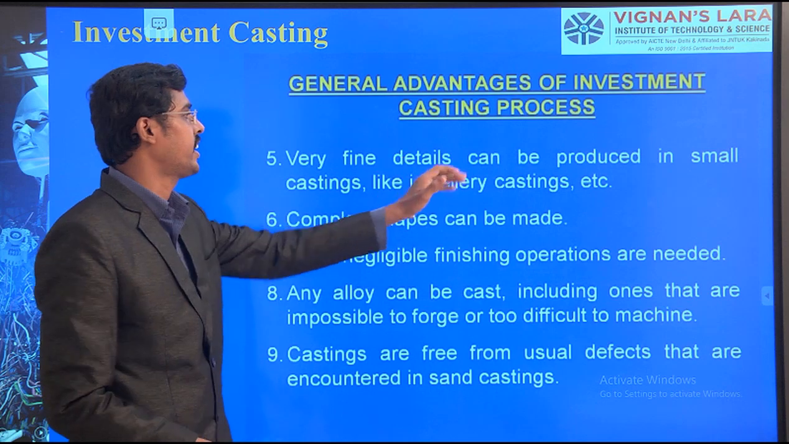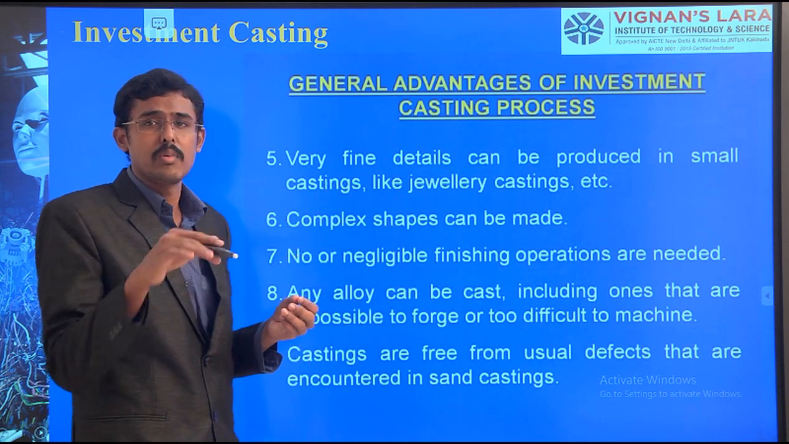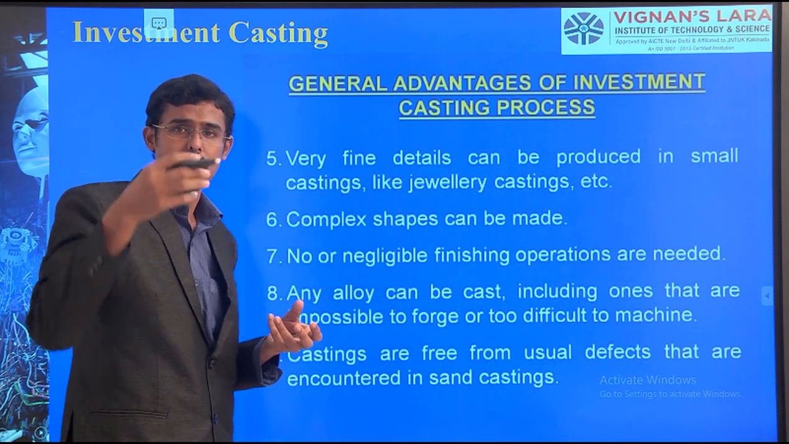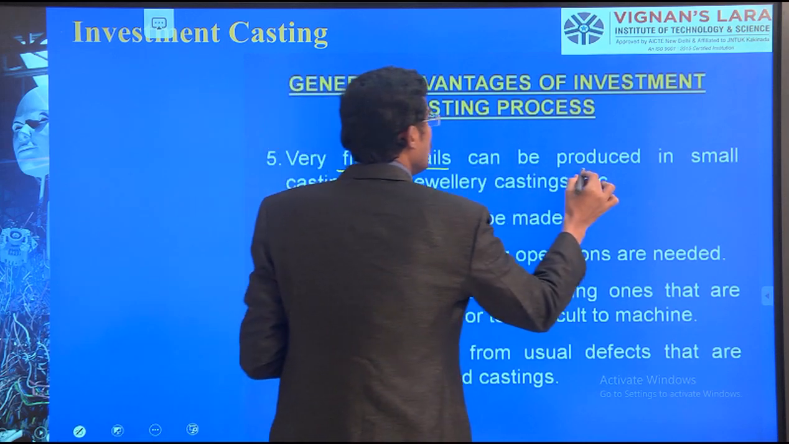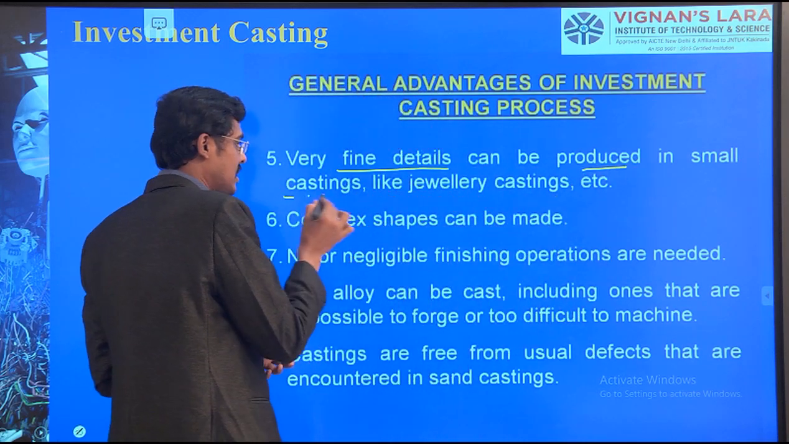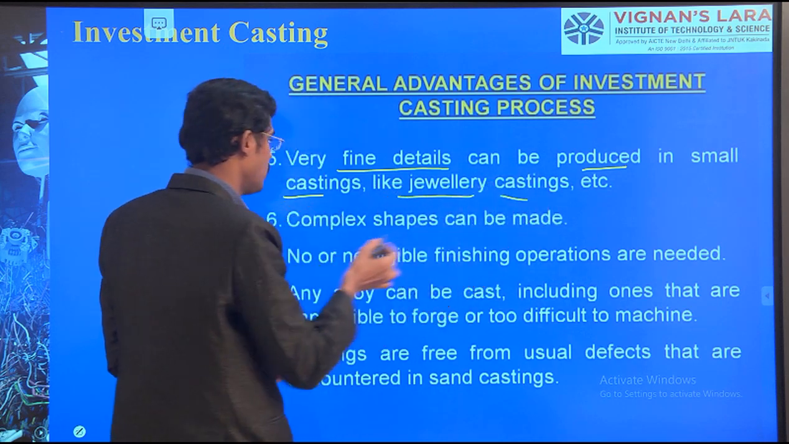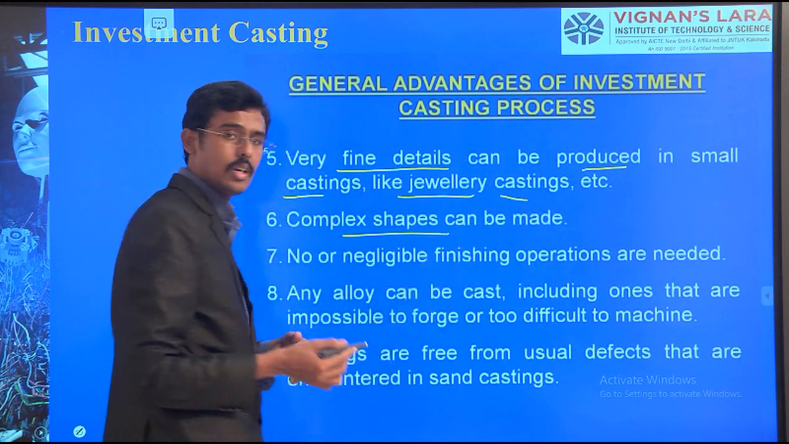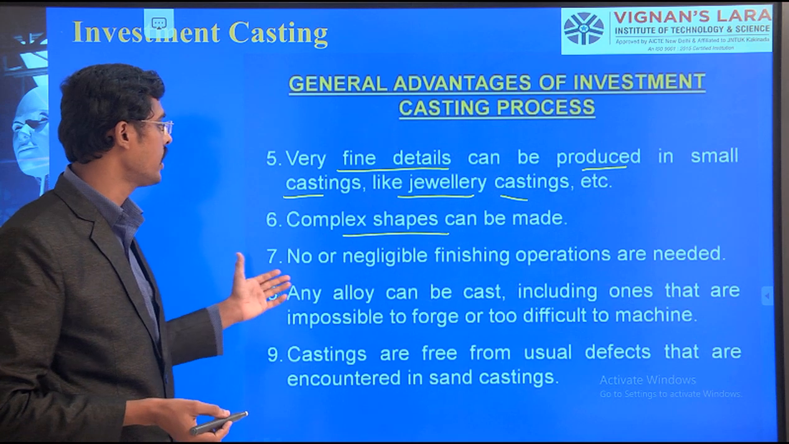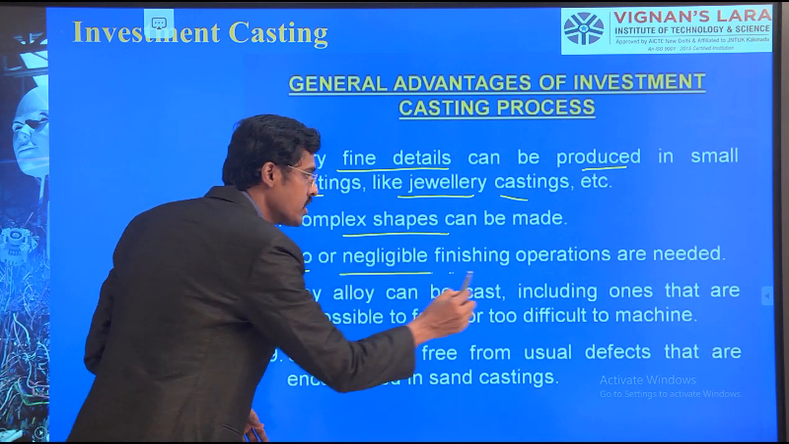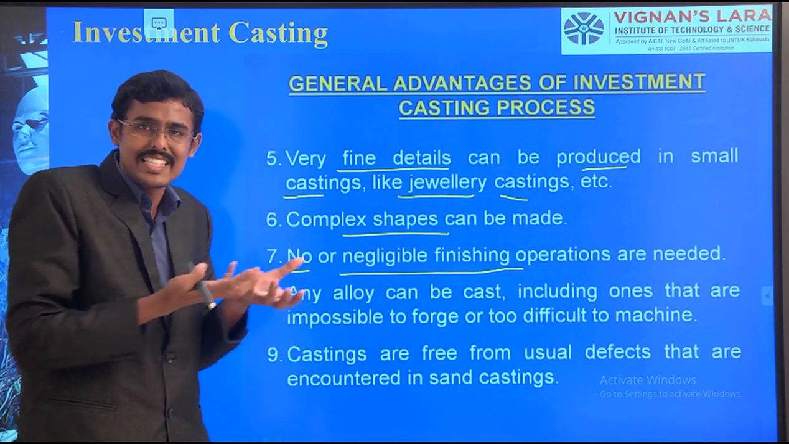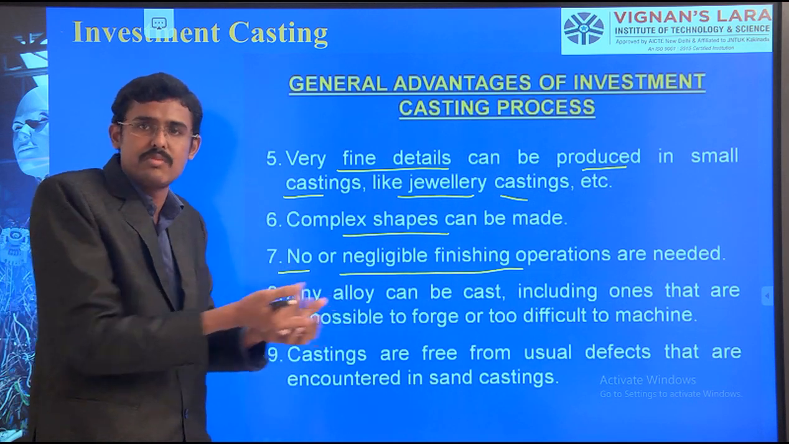Very fine details, so that is what I told you. The liquid metal can flow into each and every complex design. So fine details can also be produced, like jewelry castings. Complex shapes are possible here. Negligible finishing operations are needed, because we get the product as it is, the golf head as it is.